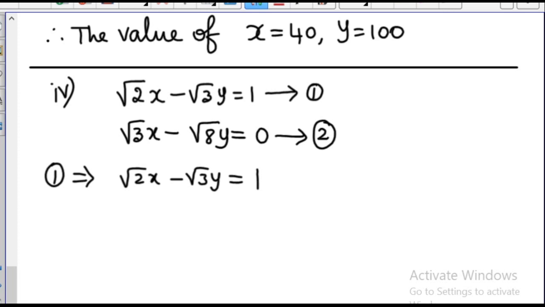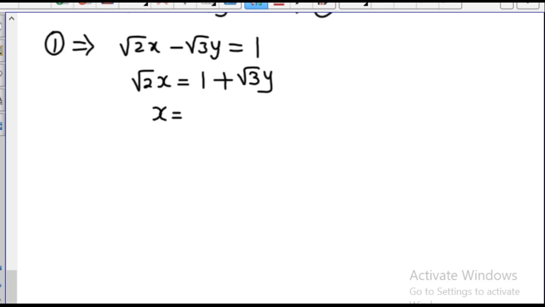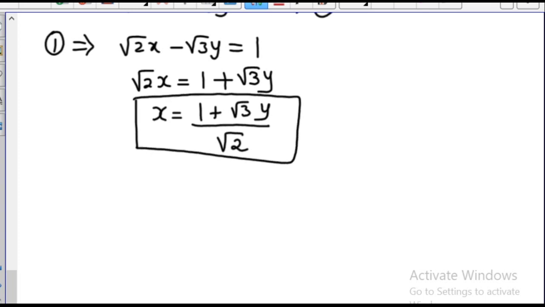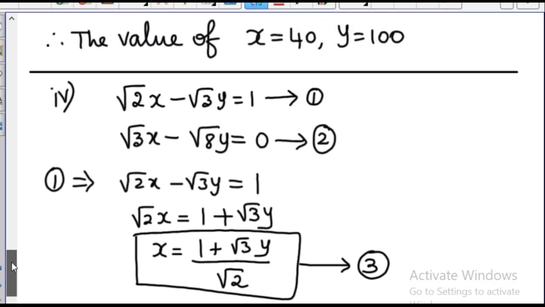Okay, so root 2 x is equal to 1 plus root 3 y. So we need the x value. So x is equal to 1 plus root 3 y divided by root 2. Okay, this is our x value. You can take it as equation number 3. So we chose the first equation, and now we can take the second equation.